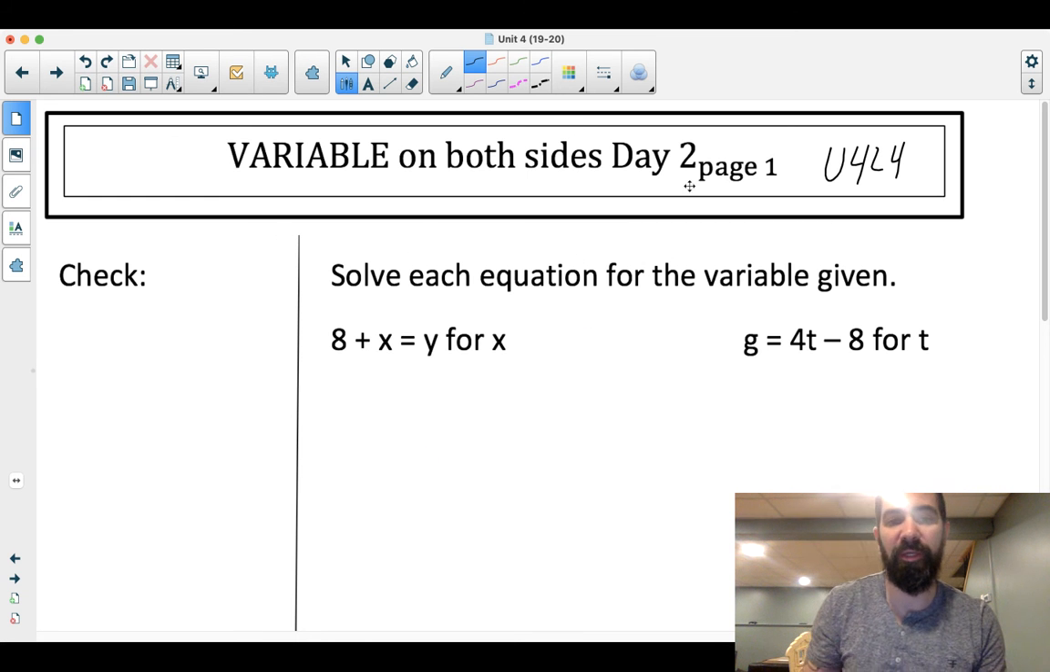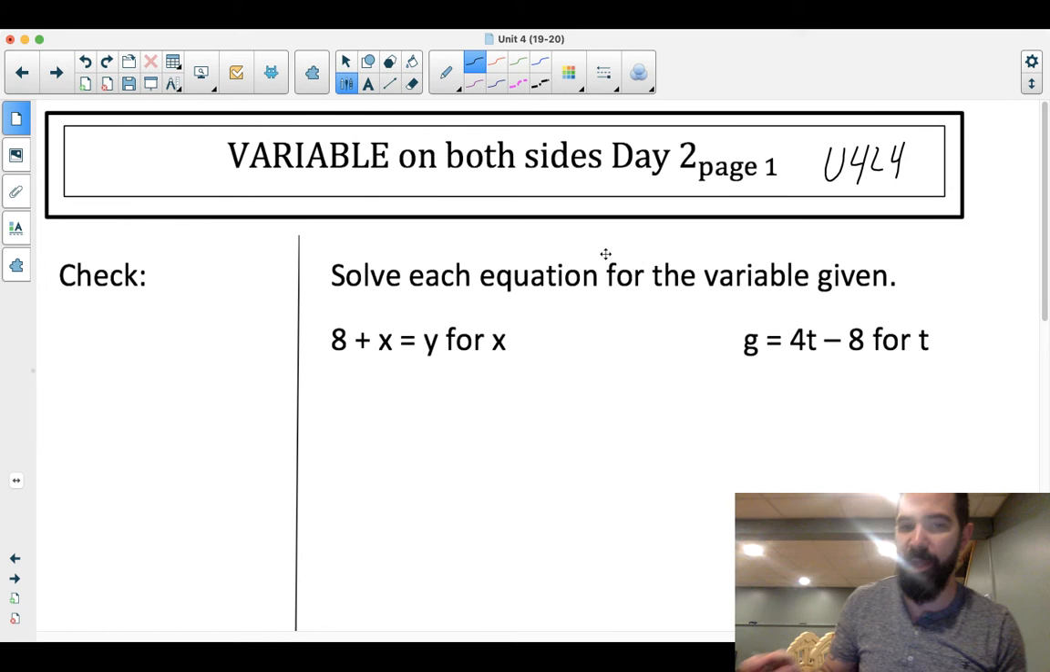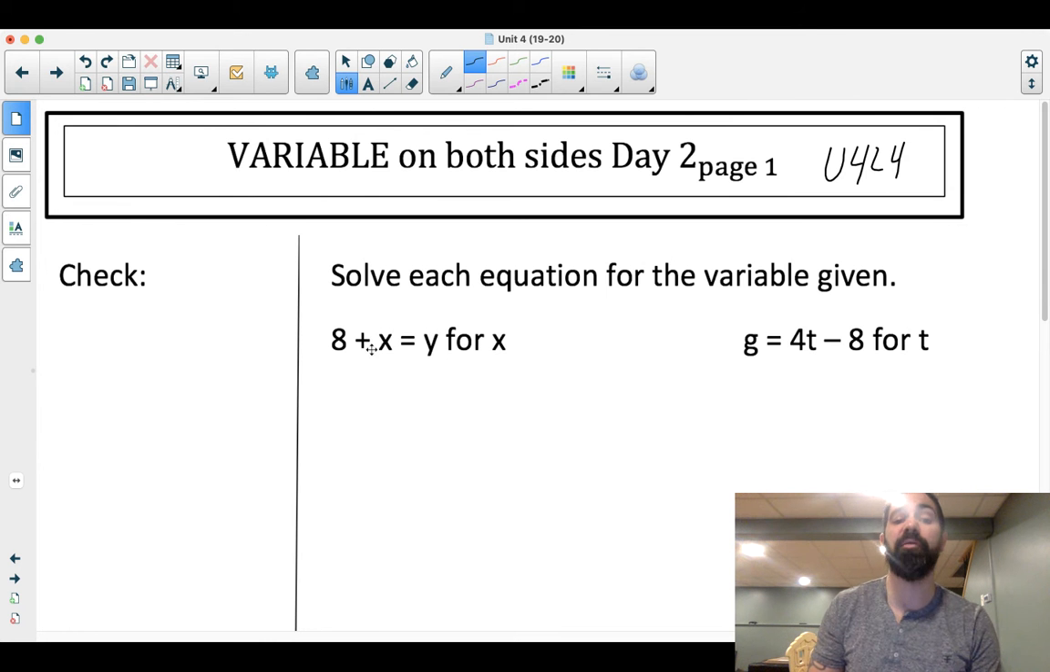Okay, we are going to continue solving with variables on both sides. However, if you notice, there are now two different variables in the problem. There's variables on both sides, but those variables end up being different. The process is the same. You're going to use your multi-step equation skills to solve this problem, but now we're going to indicate which variable we want to solve for.